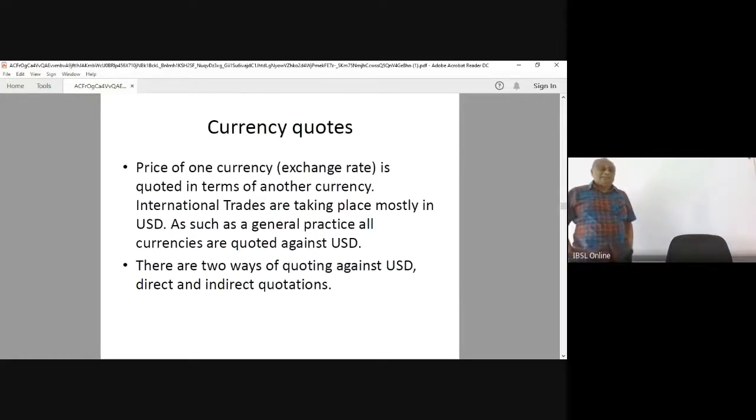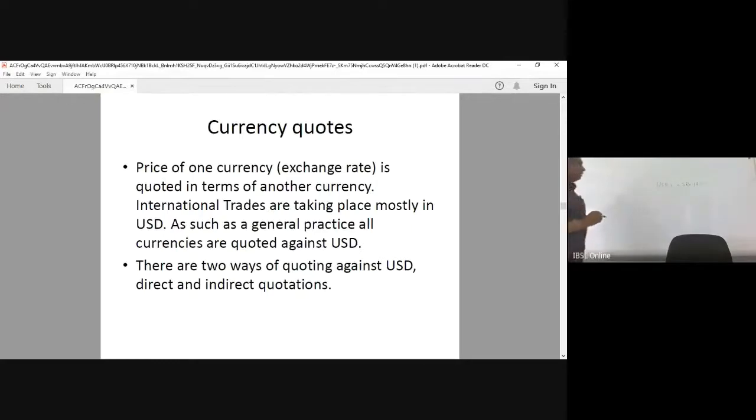Currency codes. Another very important thing. When we are quoting currencies, we have to quote in two terms: one is the direct quote, the other is the indirect quote. What do you mean by currency quote? A currency quote means the price of one currency, the exchange rate, is quoted in terms of another currency. For example, US dollar 1 is equal to Sri Lanka rupees 185.